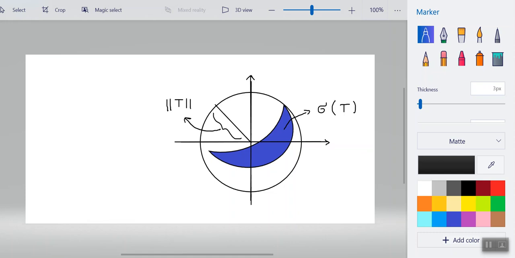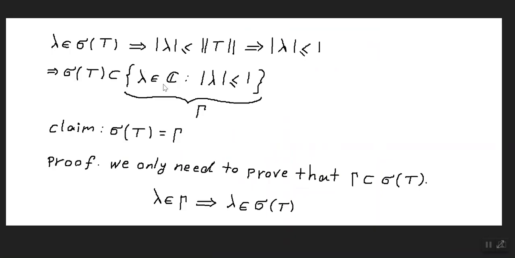So if lambda is in the spectrum, the absolute value of lambda is less than or equal to the norm of T, and the norm of T here is 1. So from here we get that the spectrum must be a subset of these complex numbers. For simplicity, let's call this set gamma. If we have any element of the spectrum, then the absolute value of lambda is less than or equal to 1, so the spectrum is a subset of gamma.